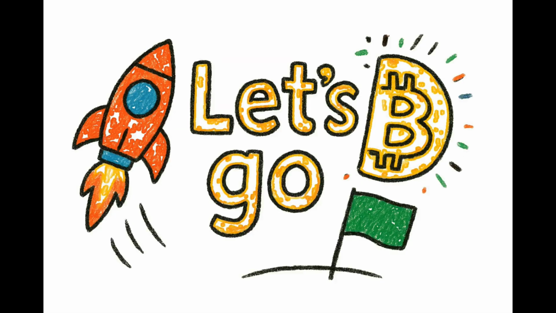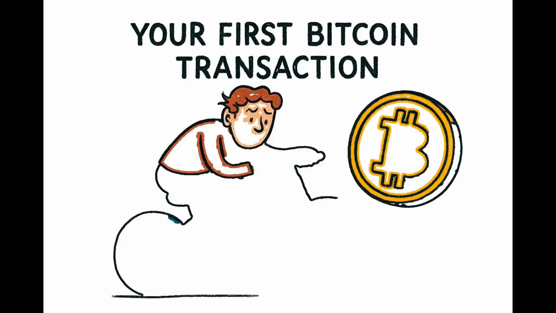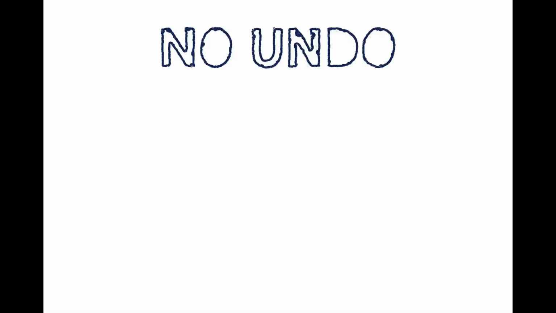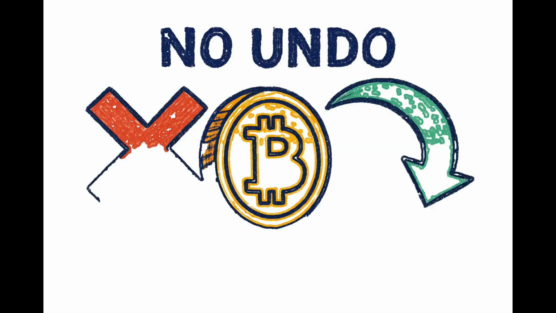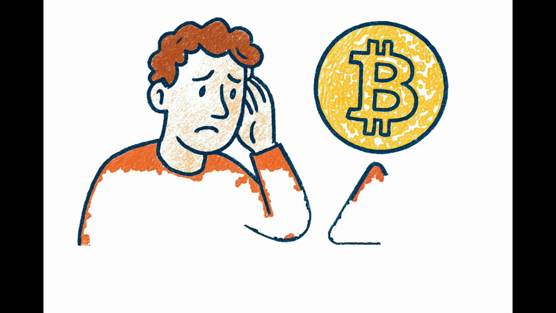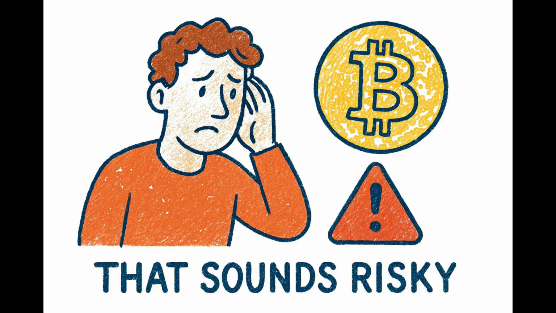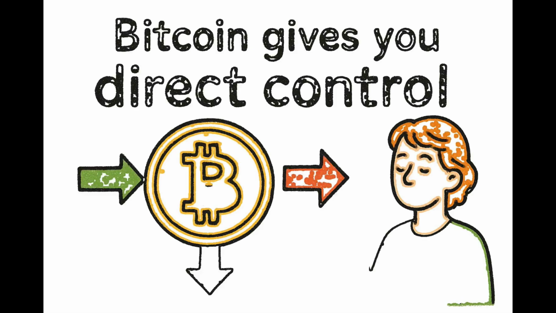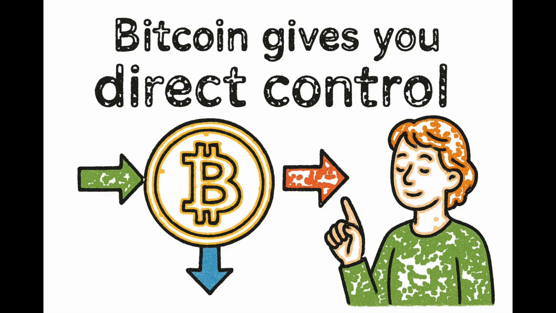Let's go. Your first Bitcoin transaction feels intimidating because it's the first time the training wheels come off. There's no bank approving it, no one checking your work, and no undo button if you make a mistake. That sounds risky, but it's also the point. Bitcoin gives you direct control, and once you understand the flow, sending becomes calm and repeatable.